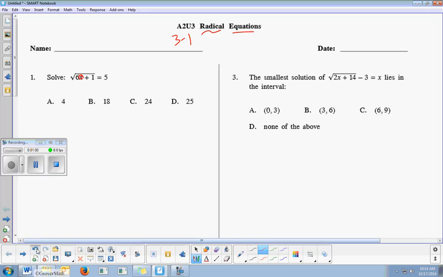Now, if this was just 6x plus 1 equals 5, what would we do? We would subtract 1 because x is being added by 1. And so the inverse operation of addition is subtraction, and that would give us something. And then once it's just 6x, we would divide by 6 on both sides because this is 6 times x, and the inverse operation is division. So you've known now for a long time that multiplication and division are inverse operations, addition and subtraction are inverse operations.